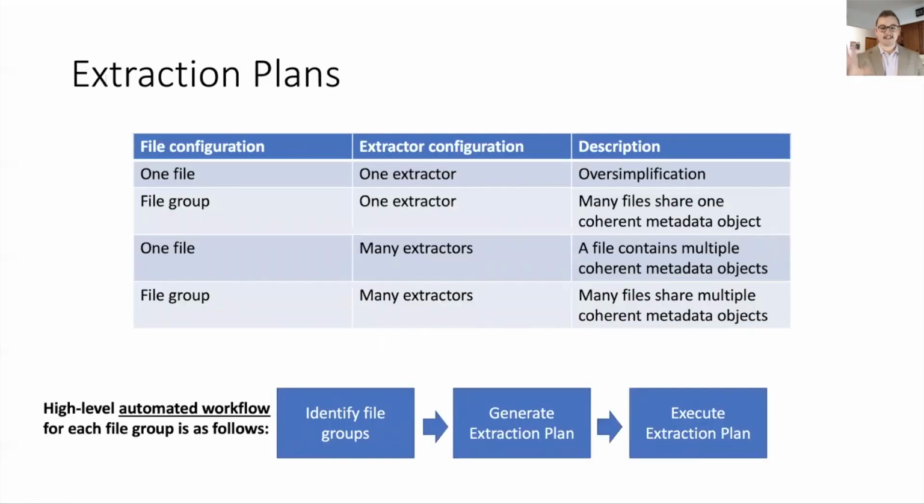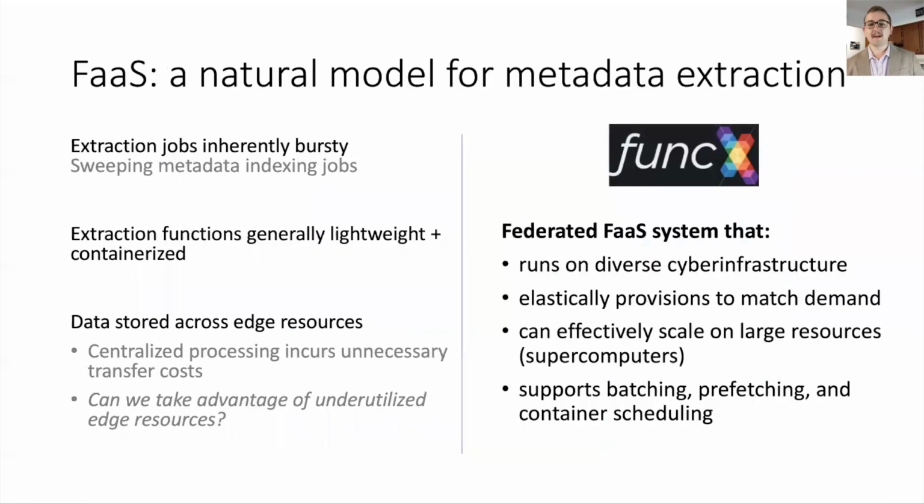And so here's a list of all of the possible extraction plans, but at a high level, an automated metadata extraction workflow should work as follows for each file group. It should identify what files should be grouped together. One common one in material science is you have files that are called in-car, out-car, post-car. They all exist together by themselves. They mean very little. You generate an extraction plan. So what do you do with that group of files? Which extractors do you apply to it? And then you execute that extractor plan. And while you're executing, you can even change it. You might realize something in some of your metadata that informs using an extractor later on.